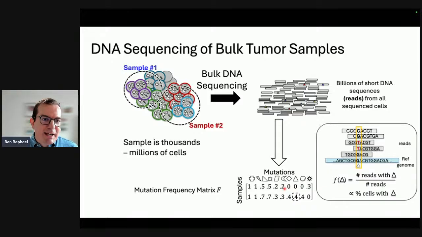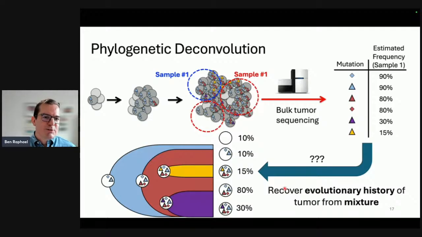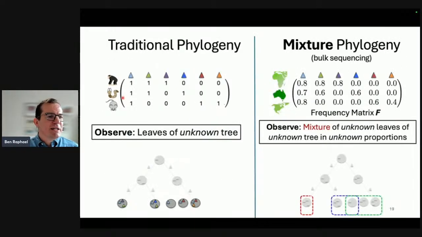And so this creates a very interesting phylogenetic problem I refer to as phylogenetic deconvolution, where if you have 1 or more samples from a bulk measurement, then for each of the mutations, you'll measure in each sample some notion of the fraction of cells that have that mutation. And now, from this frequency data, can you recover the evolutionary history of the tumor from this mixture? As an analogy, in traditional phylogeny, we measure individual species at the leaves of our tree. We measure the mutations in these species, here again indicated with 0s or 1s for presence or absence of the mutation.